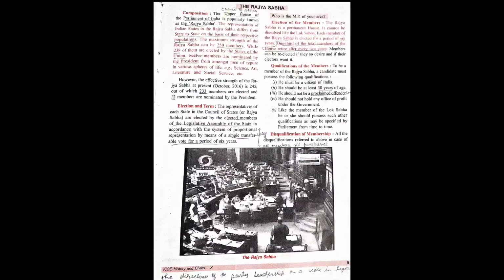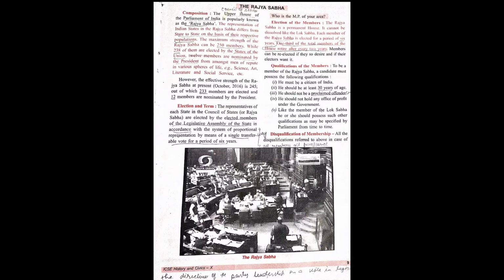Composition. The upper house of the Parliament of India is popularly known as the Rajya Sabha. The representation of Indian states in the Rajya Sabha differs from state to state on the basis of their respective population. The maximum strength of the Rajya Sabha can be 250 members, while 238 of them are elected by the states and union territories. 12 members are nominated by the President from amongst men of repute in various spheres of life, for example science, art, literature, and social service, etc.